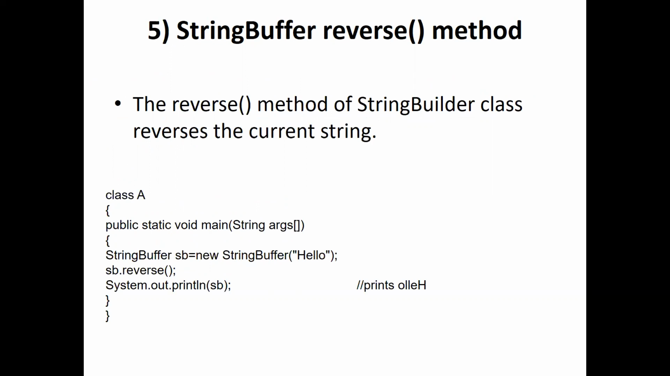If you are using strings, then you have to traverse each character, because you don't have a direct function to reverse it. But in the case of string buffer or string builder, you have a direct function. You just create the string buffer and call string buffer dot reverse. It will reverse. See, hello is the string here, and if you see OLLEH, it reversed.